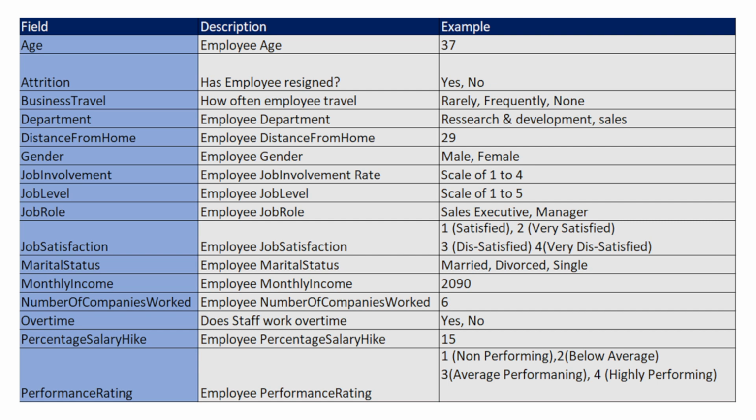We have distance from home, which tells the distance of the employee from his place of work to his home. We have the gender column, male or female, where you can tell which gender has the highest attrition rates. We also have columns like job involvement, the job level, the job role, and then the job satisfaction too, that tells how satisfied an employee is. 1 is satisfied, 2 is very satisfied, 3 is dissatisfied, and 4 is very dissatisfied.